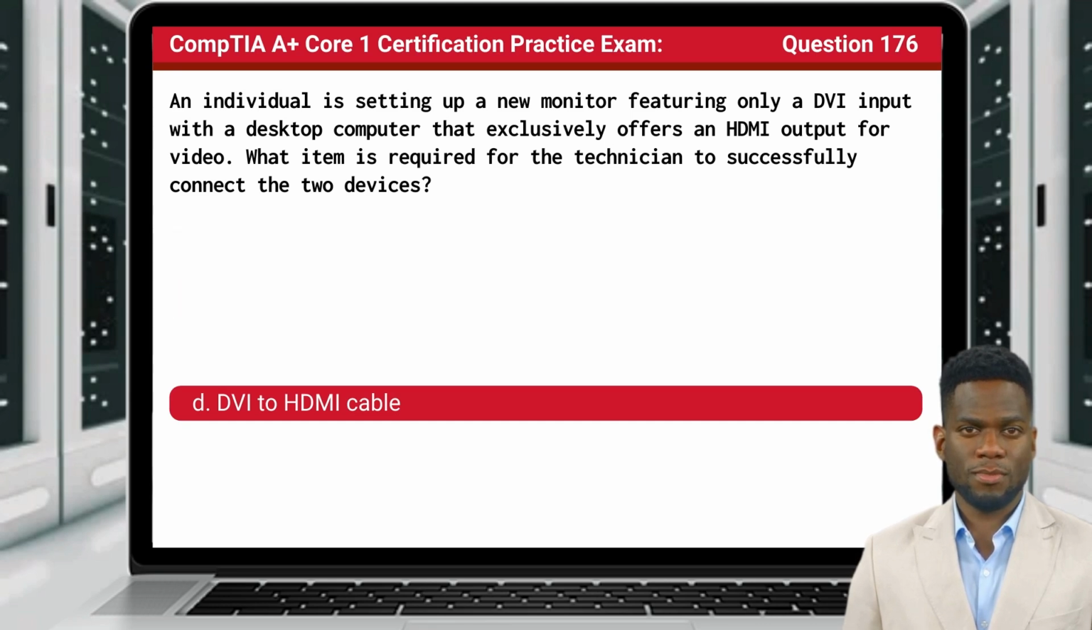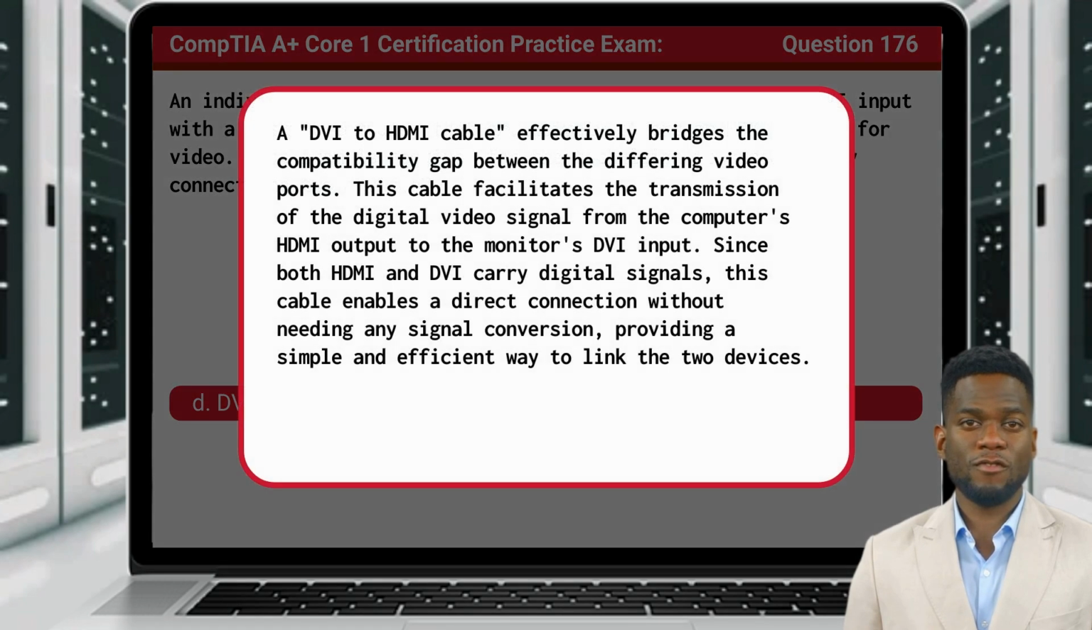The answer is D, DVI to HDMI cable. A DVI to HDMI cable effectively bridges the compatibility gap between the differing video ports. This cable facilitates the transmission of the digital video signal from the computer's HDMI output to the monitor's DVI input. Since both HDMI and DVI carry digital signals, this cable enables a direct connection without needing any signal conversion, providing a simple and efficient way to link the two devices.